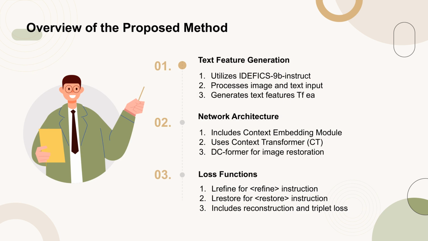The proposed method involves several key components. Firstly, the generation of text features is achieved using the IDEFICS-9B instruct model, which processes both image and text inputs to generate coherent text features. This process is crucial for capturing the degradation information in the image. Secondly, the network architecture includes modules such as the Context Enhanced Module, CEM, and the Context Transformer, CT, which work together to enhance the degradation descriptions and generate the degradation context.